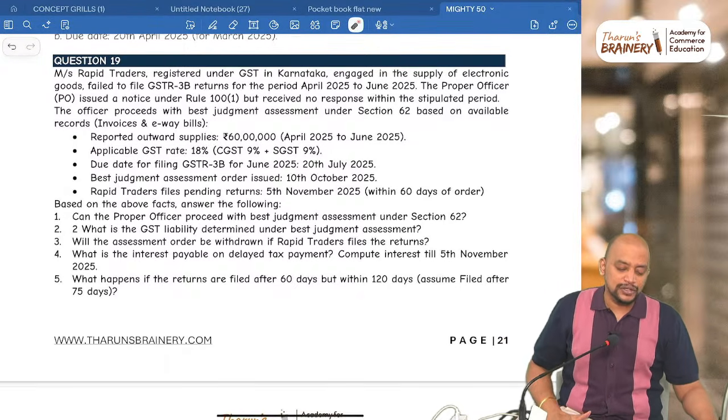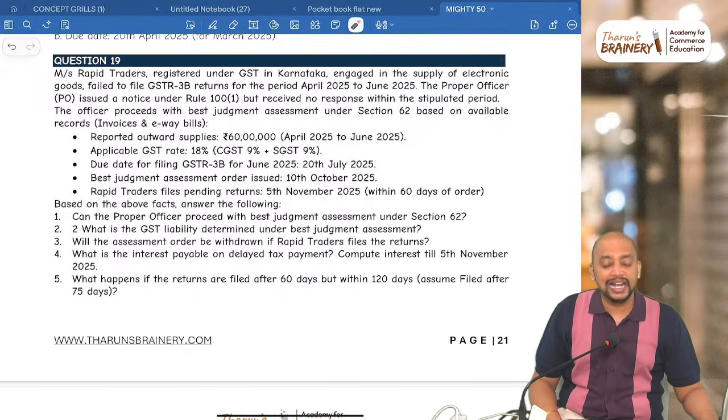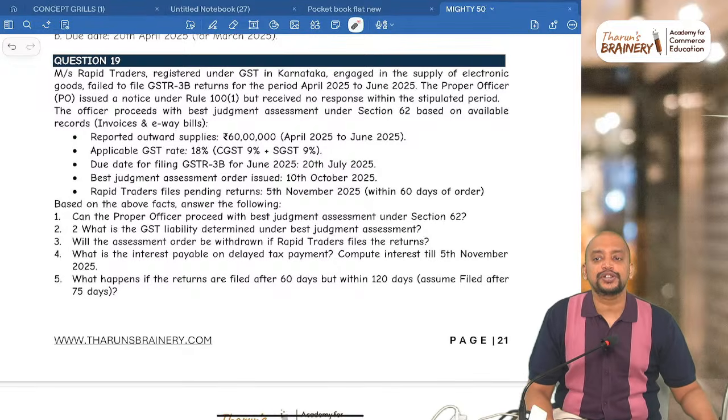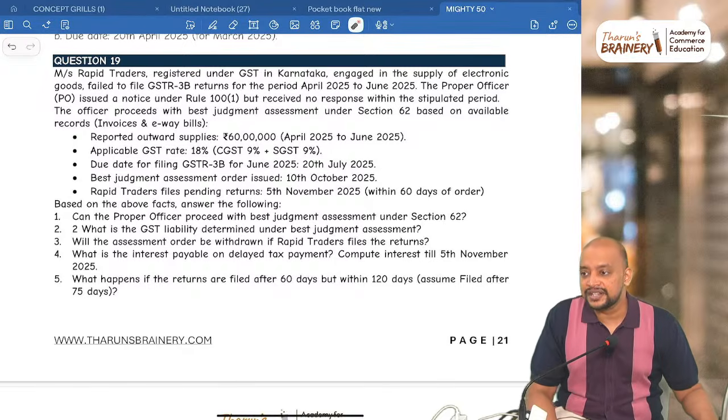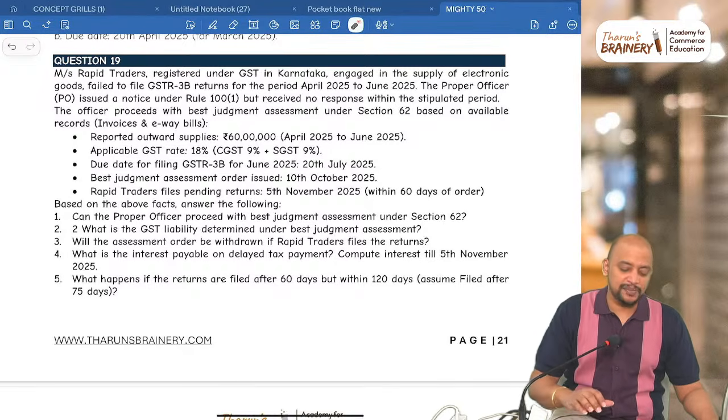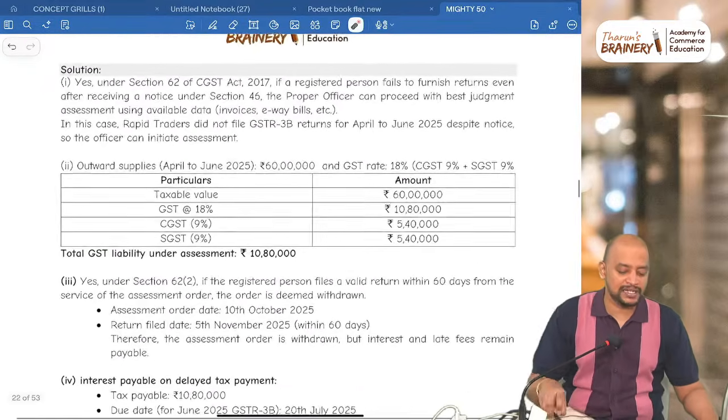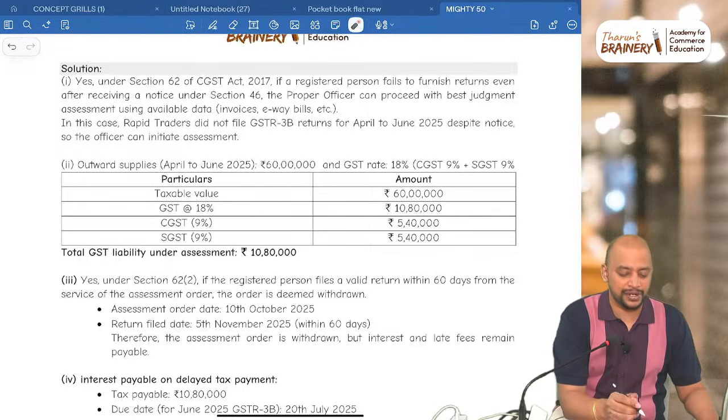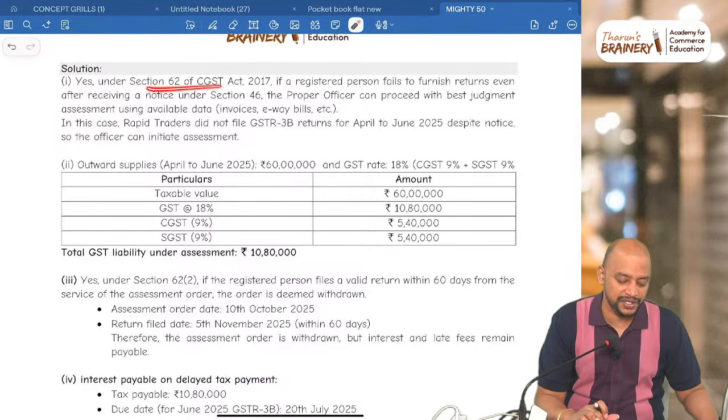Now, based on the above facts, answer the following. Can the proper officer proceed with the best judgment assessment under section 62? Is it possible? Yes, he can. Why? In pursuance of the notice, if the returns are not filed within 15 days, the best judgment assessment order can be passed. About that, you need to write section 62. That is the answer for the first part of the question.